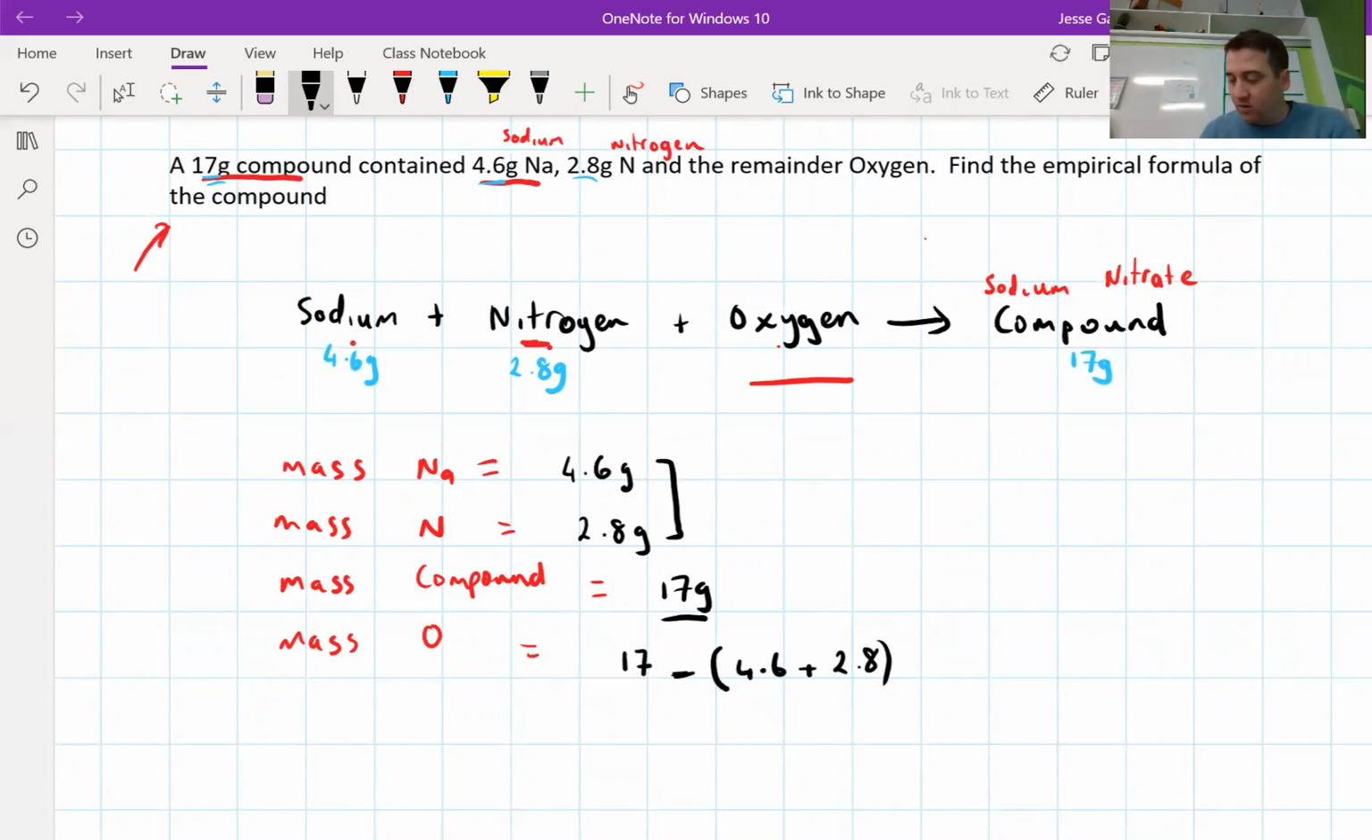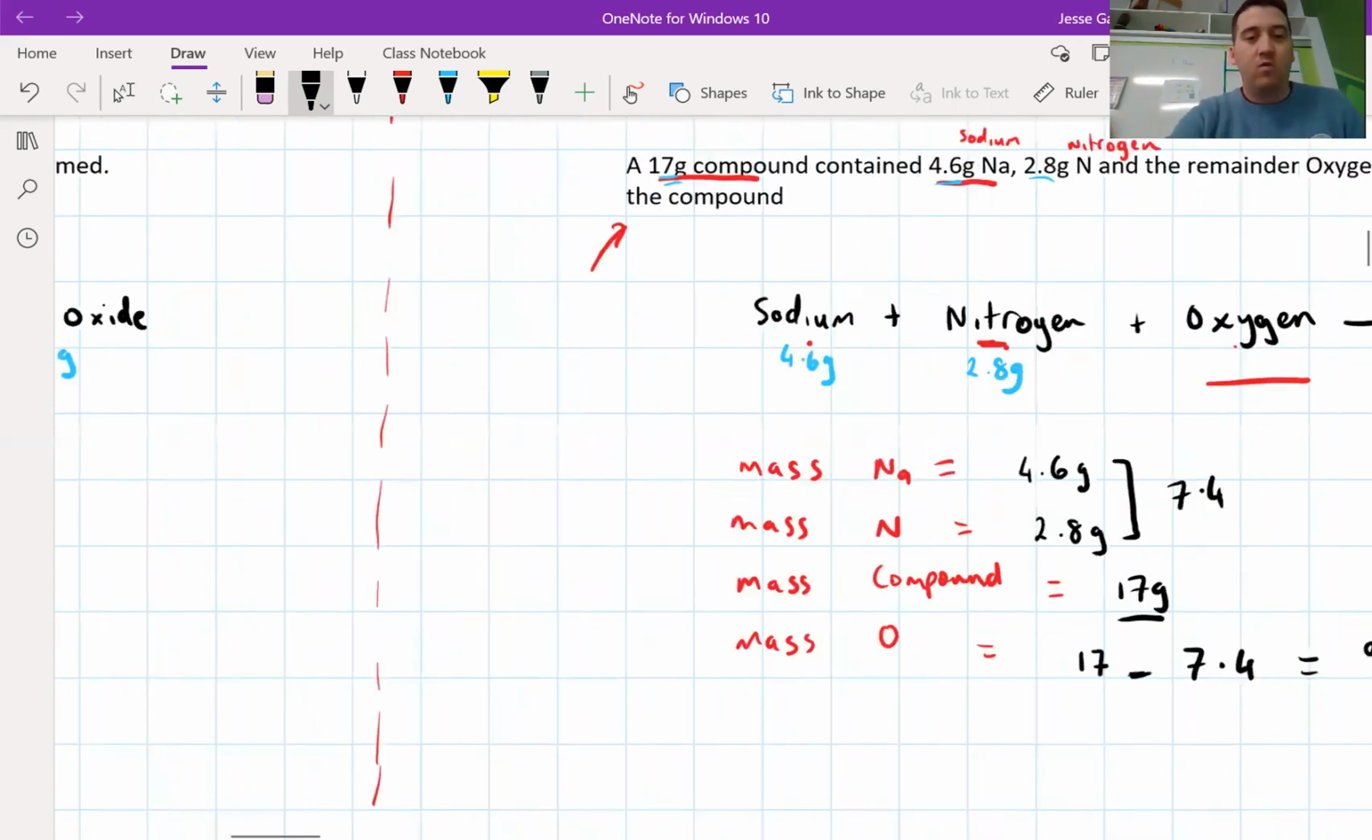4.6 plus 2.8 equals 7.4. So you could have just done that there and then stuck this down here. It's up to you which way you want to do that. But when you work that out, you should get 9.6 grams. So the oxygen is 9.6 grams. Okay, so you've completed this now down as far as where I had done on my example. So you should be confident, nothing too difficult there whatsoever.